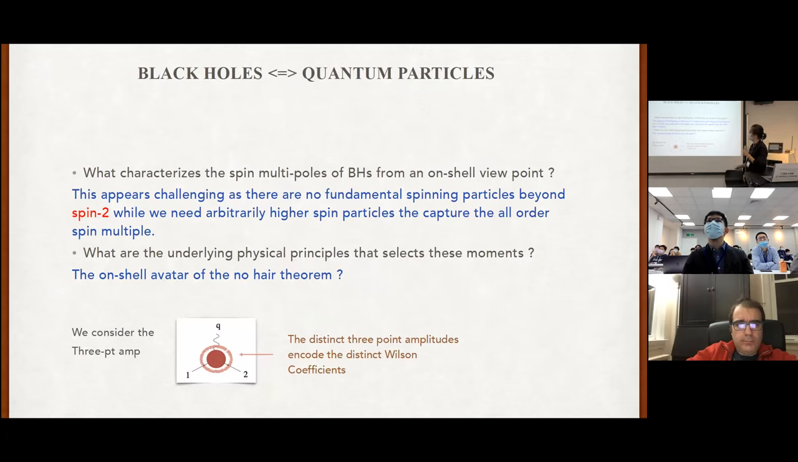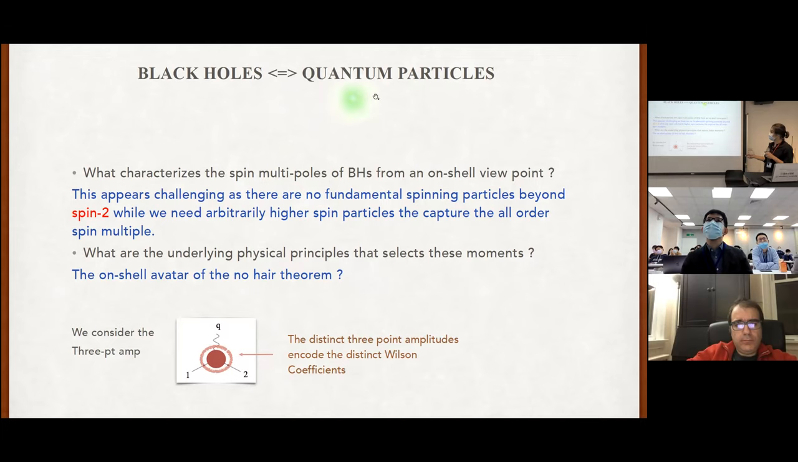And now we want to ask the following question. What characterizes, what is special about the spin multipoles of black holes? I mean, what is special about this value one? And we want to answer this question by looking at this from a particle point of view. Now, this might appear challenging because when we're talking about particles that spin, we don't have any notion of what is an elementary particle beyond spin two. Not so, but because we want to talk about black hole spin multipoles, you need arbitrarily high spin. So how do we think about this problem?